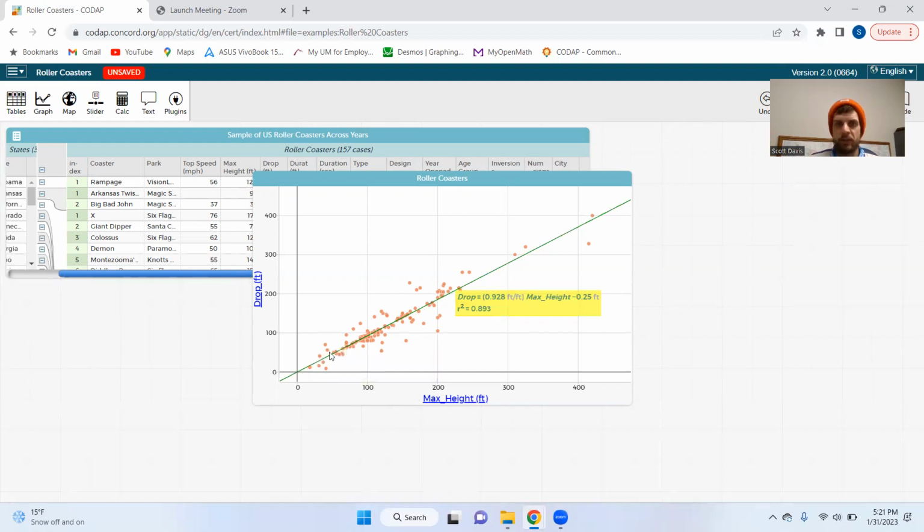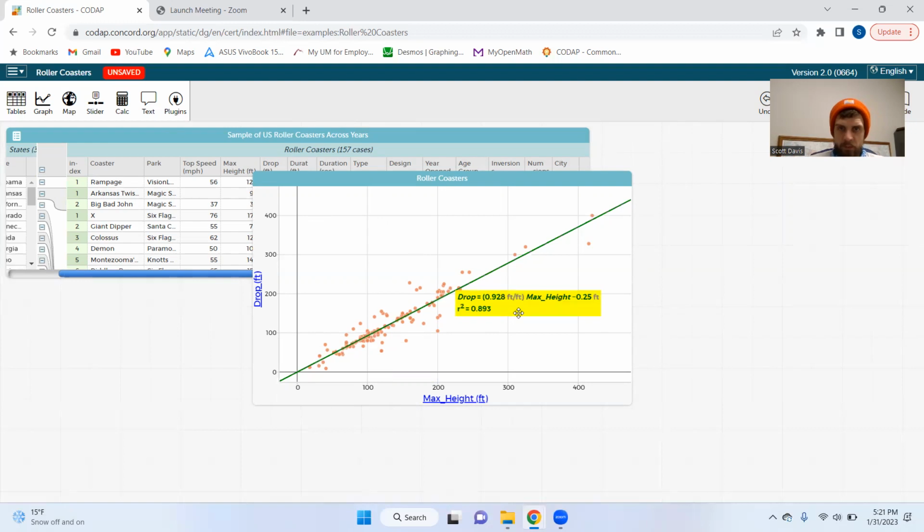This is kind of an example of extrapolation. None of our roller coasters have a height below 18. So anything below 18 is now beyond the scope of our data, and the model is not going to be as accurate. We can also see our R squared value right here.